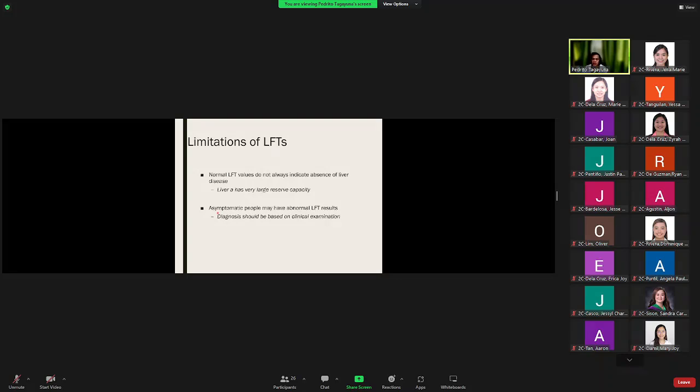So the lesson here is that you should not just see a liver function test as it is. You have to correlate it with your physical examination, with your clinical examination, with your history, and even other tests, other diagnostic modalities as well, like ultrasound and X-ray.